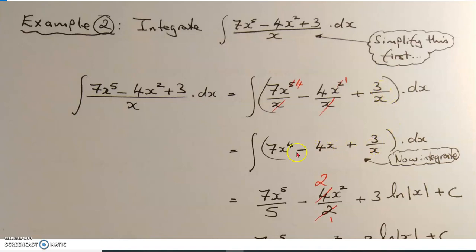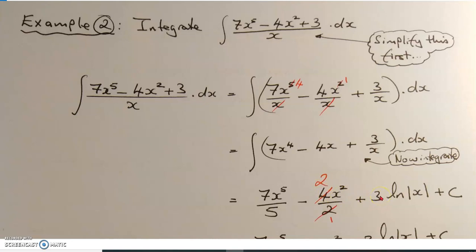Now that we've got this, we can integrate each part. So here we increase the power of the x by 1 and divide by the new power. There it is, x to the power 5 over 5. The 7 remains untouched. The 4x integrated goes 4x squared over 2. The 2 will now cancel into the 4 to go just 2x squared.